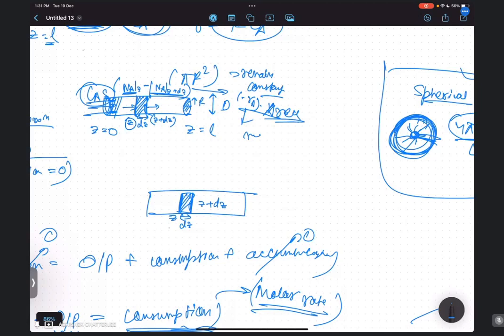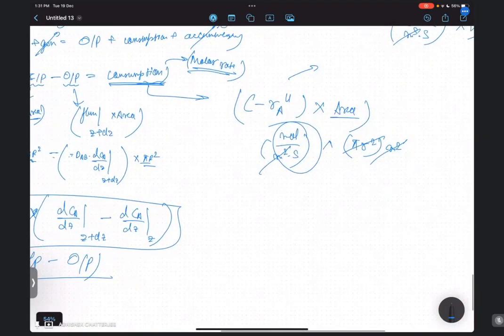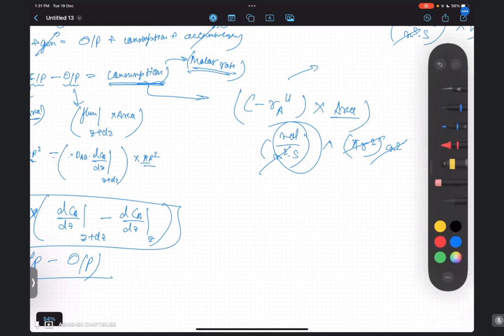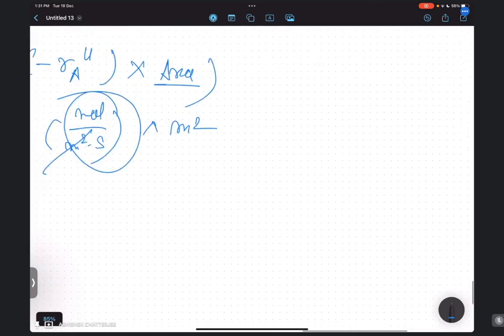As because here the rate unit is changed, it is RA double dash, so that is mole per meter square second. So in order to make it molar rate, that is your mole per second, you have to multiply it with meter square. Clear? Now please understand carefully. What will be this area?